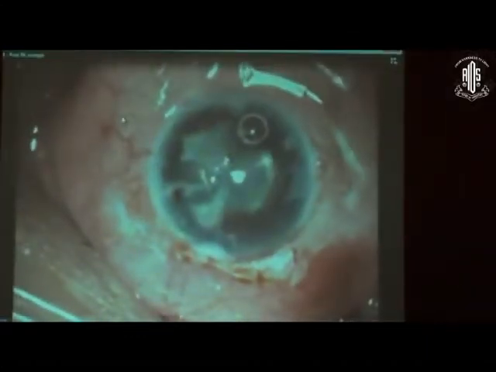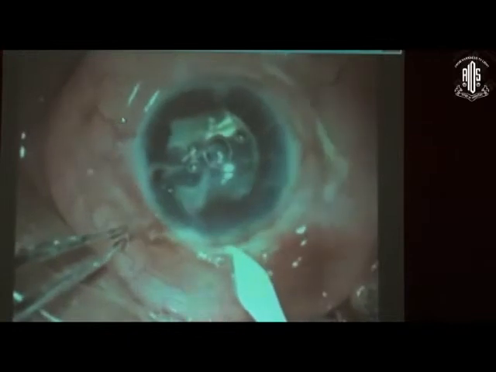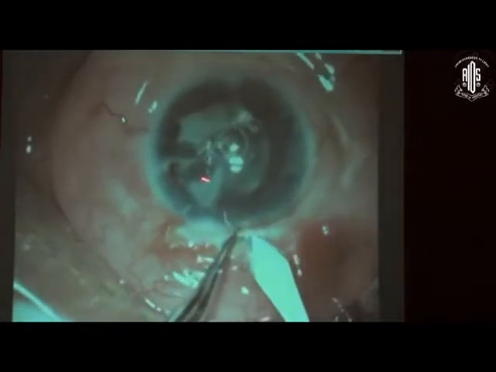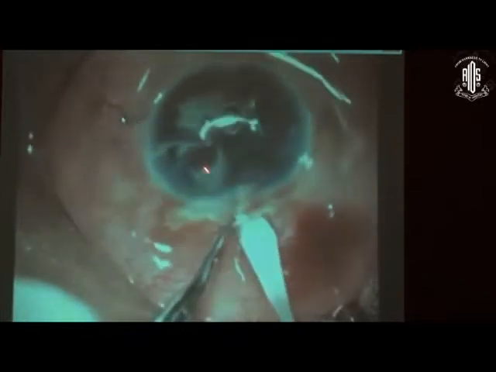A challenging scenario we commonly face nowadays is a post-RK eye, done long back, followed by a posterior chamber intraocular lens implantation, and the patient develops a late onset endophthalmitis. As you can see here, there is a dense fibrin membrane covering the anterior chamber. The eye was hypotonous, so I injected air into the anterior chamber first as well as into the vitreous cavity.